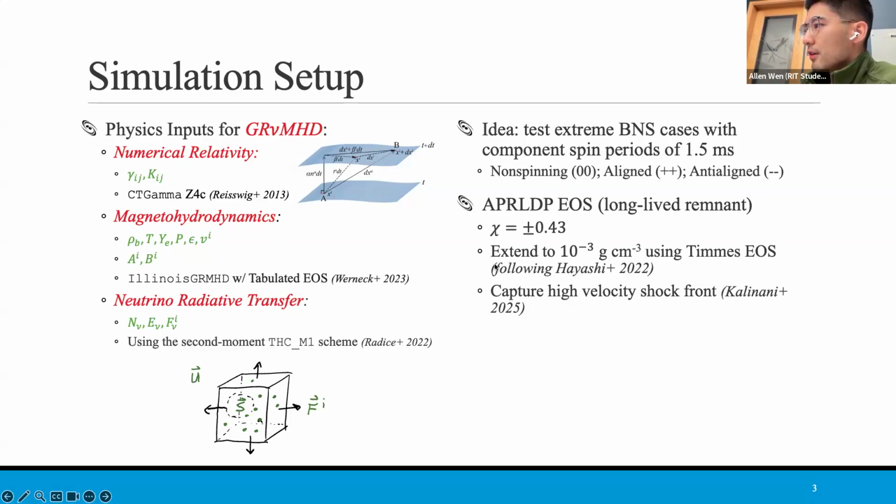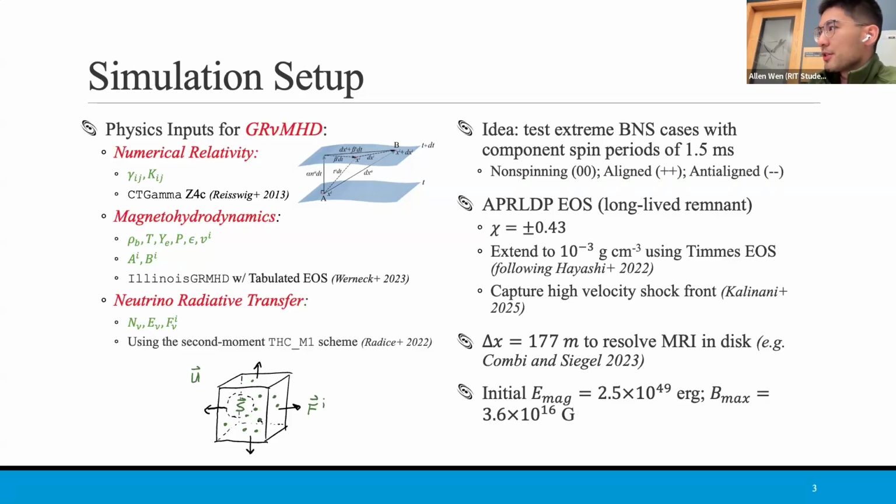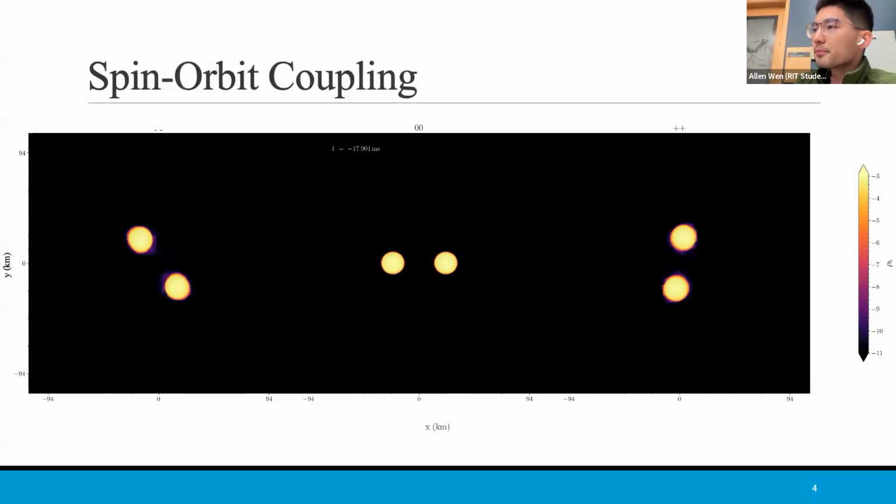We extend the EOS table to lower densities using the Timmes equation of state that remains valid to these values. In Jake Halanani's recent paper, he demonstrated that a low atmosphere floor is required to accurately capture the high velocity shock front of the dynamical ejecta without resetting it to atmosphere. We also use a resolution of 177 meters to resolve the magnetorotational instability in the inner accretion disk, which we enforce by setting high initial values of the magnetic field, as is customary.